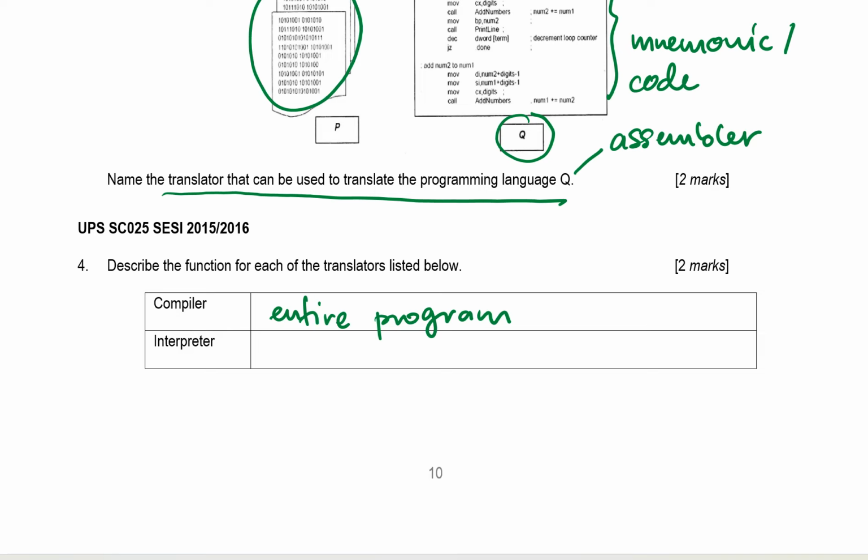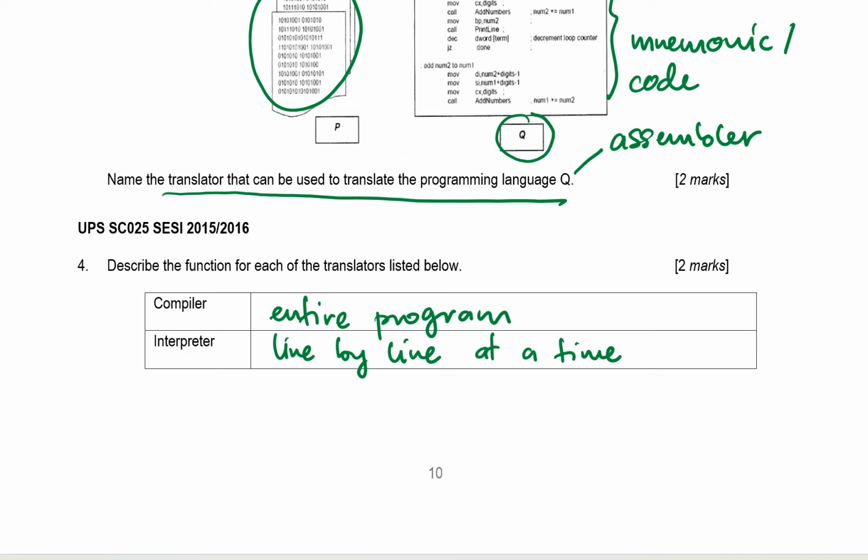How about interpreter? For interpreter, you start with a program also. A program that translates a program statement line by line. The keyword here is line by line. Make sure you write the whole sentence: line by line at a time, written in what? Also in high level language into machine language. Both compiler and interpreter convert high level language, at the end to machine language, 0101.